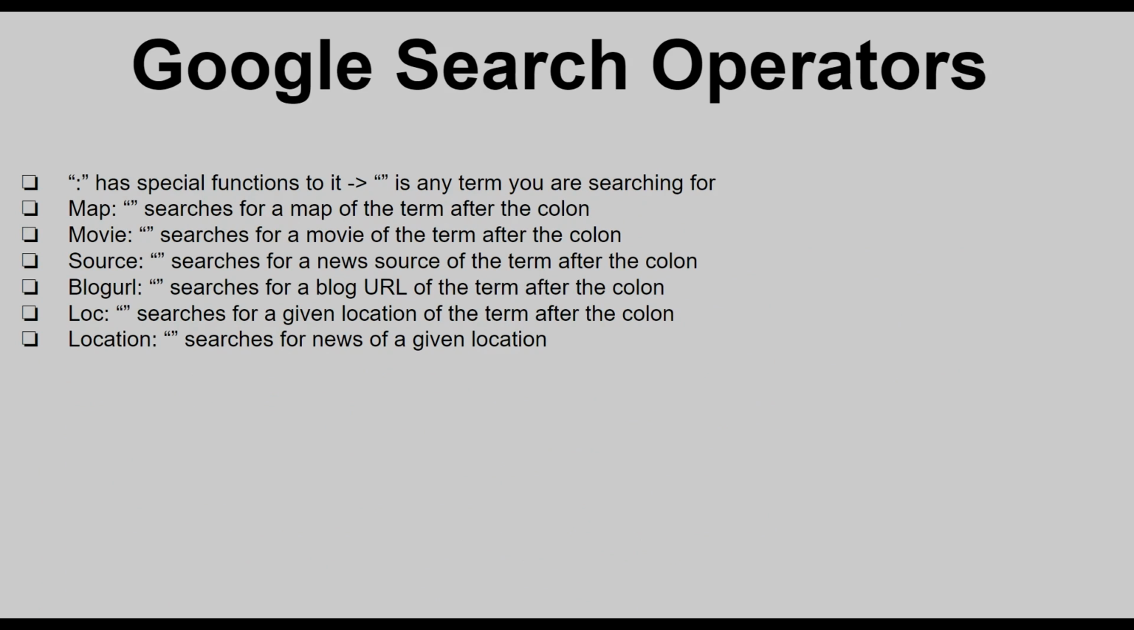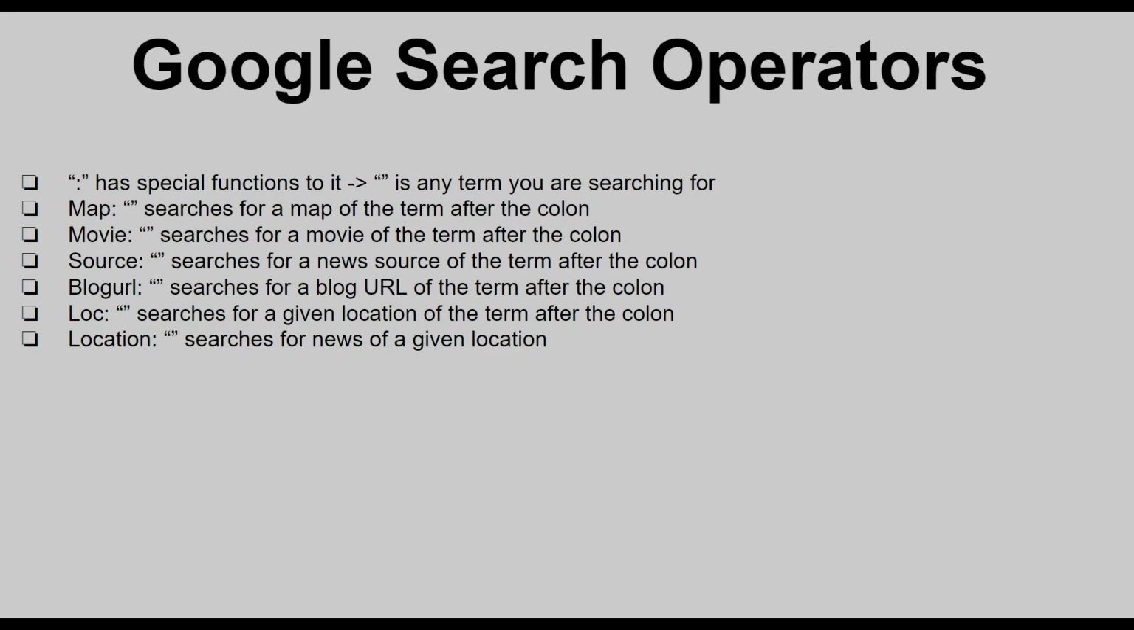Continuing with a couple more, there's map, which will search for a map of the location, and I think it'll pull up Google Maps or similar. Another one being movie. Again, just search for the movie of whatever the term is you're looking for. And source is maybe a cool one. So if you're looking for news or a specific news source, you can search for whatever the term is, and it'll return a specific news source.